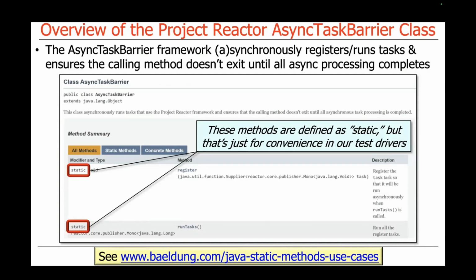AsyncTaskBarrier.register, AsyncTaskBarrier.runTasks. If I was building a production system for application use as opposed to test driver use, I might actually have this be non-static methods and make instances of AsyncTaskBarrier. So your mileage may vary, and you would have to decide if you wanted to do that if you change this to work for something else.